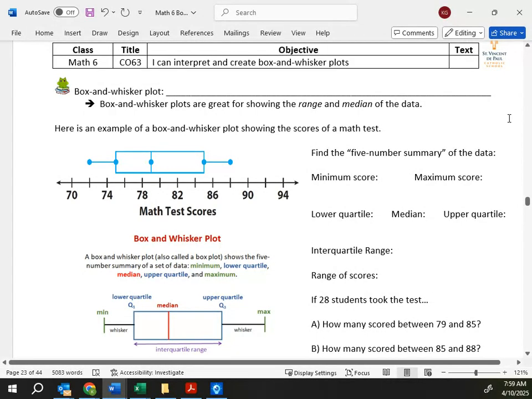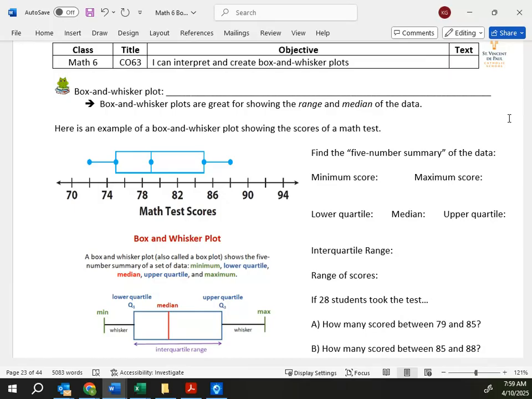Good morning. Today we are moving on with our graphs to another new type of graph. CO63 is I can interpret and create box and whisker plots. It's different sounding, it's different looking, but we do need to understand and be able to interpret this.